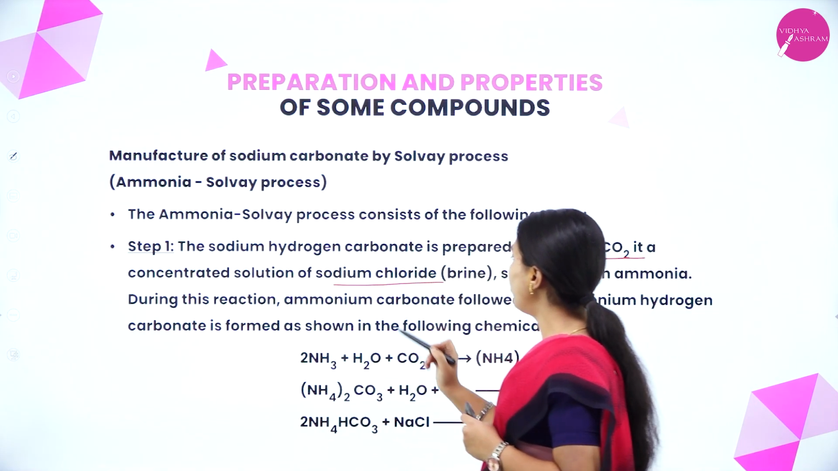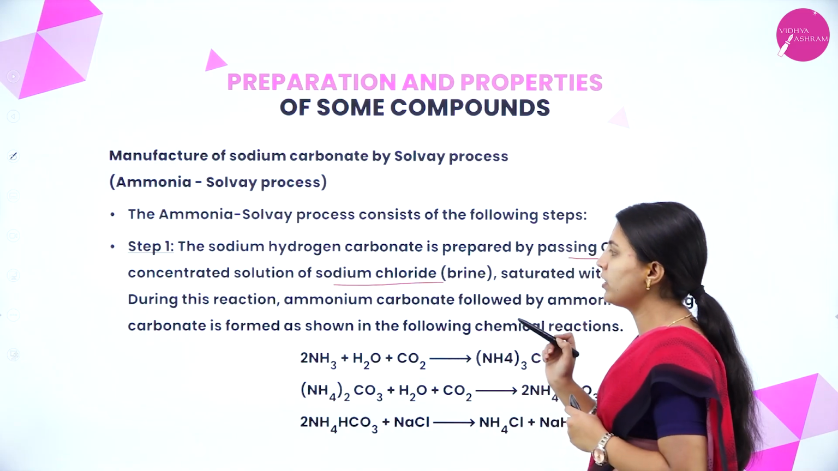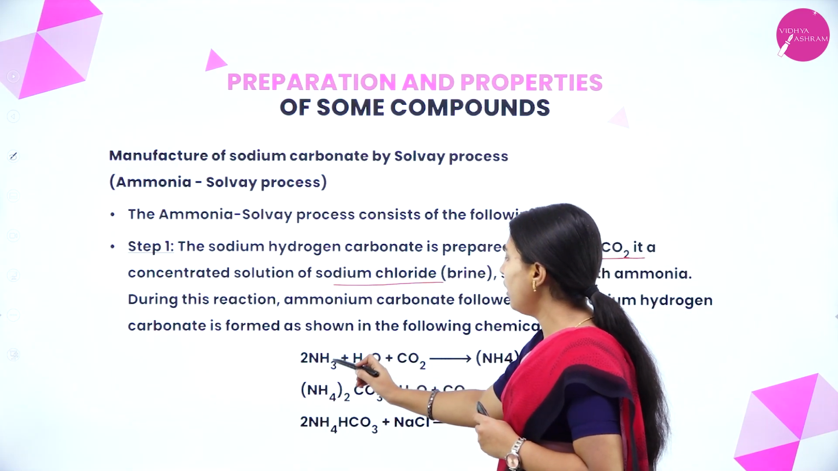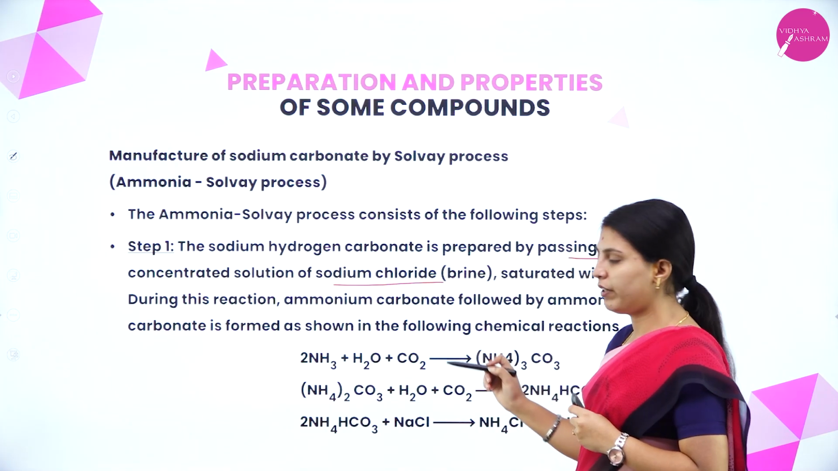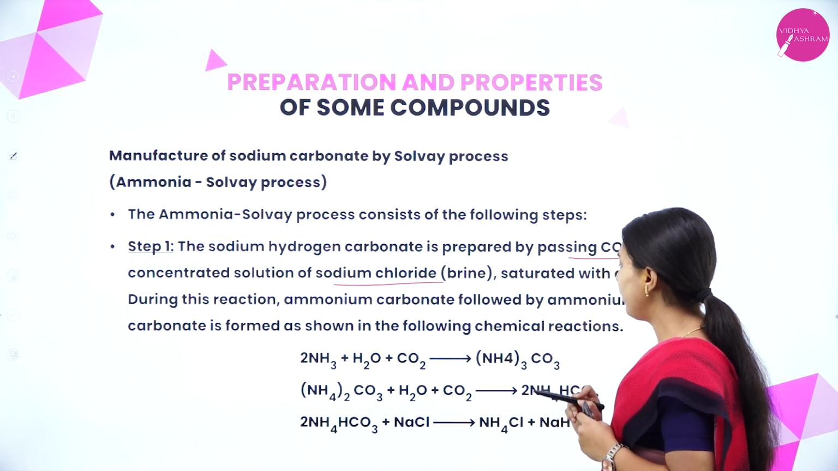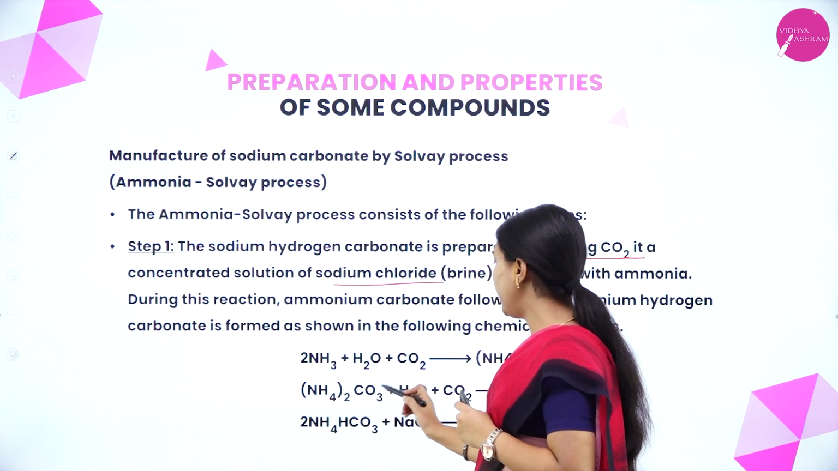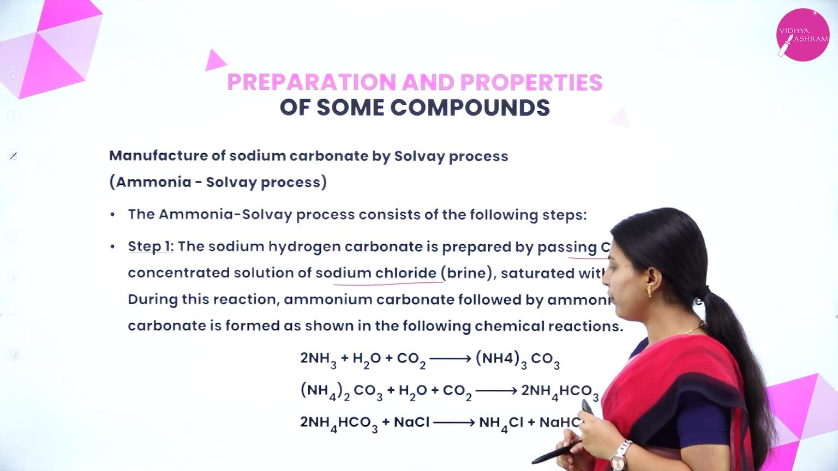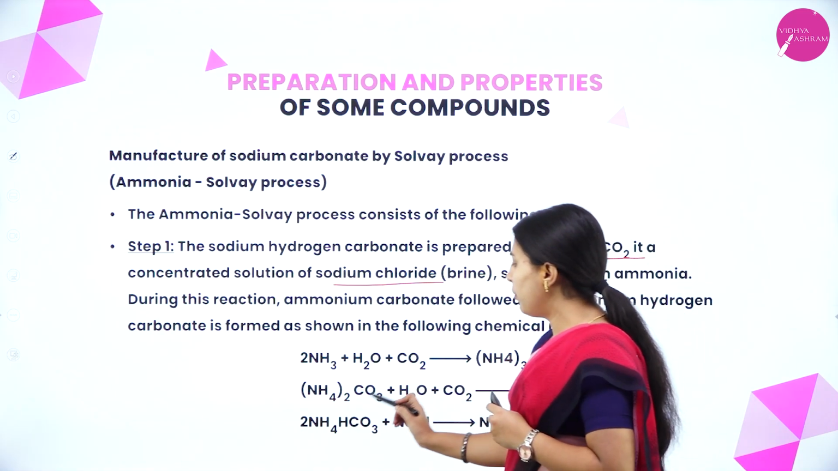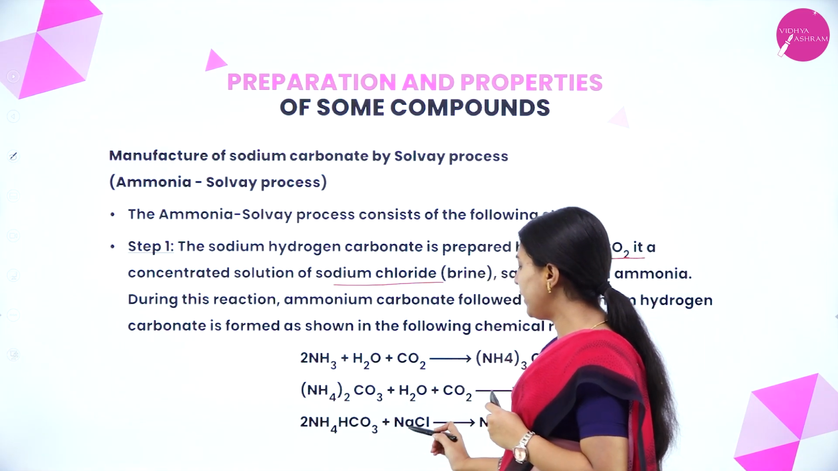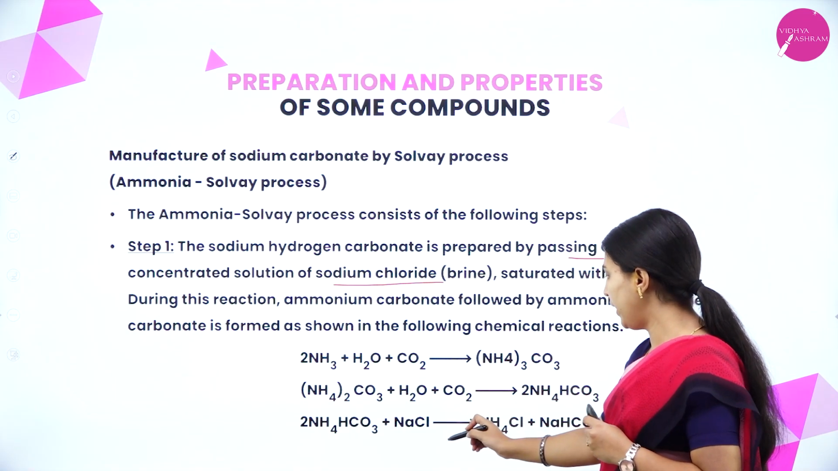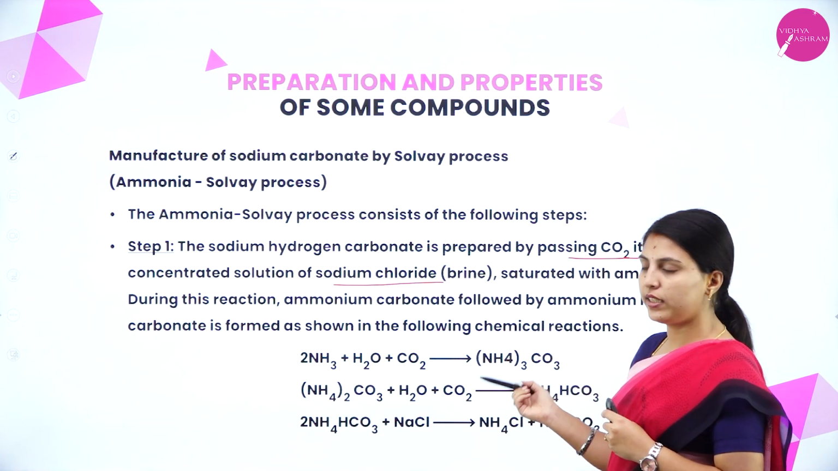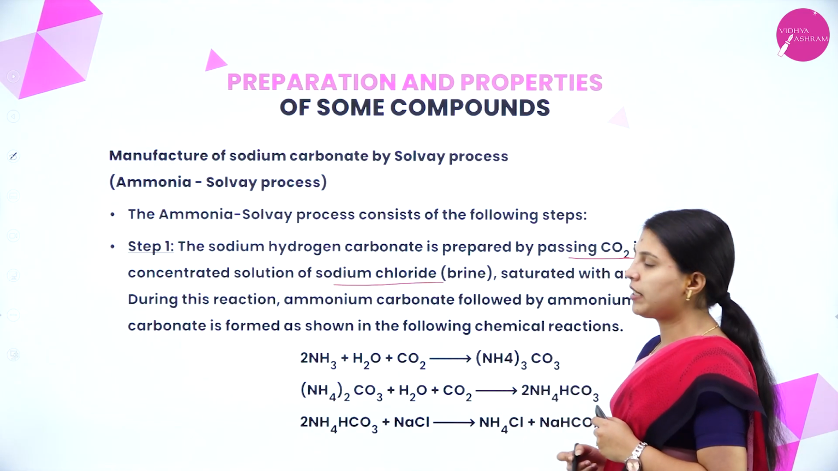During this reaction, ammonium carbonate followed by ammonium hydrogen carbonate is formed, shown in the following chemical reactions. Ammonia saturated with water, carbon dioxide will be passed, ammonium carbonate will be formed. In the ammonium carbonate, again water and carbon dioxide will be treated, ammonium hydrogen carbonate will be formed. When ammonium hydrogen carbonate is treated with brine solution, that is sodium chloride solution, ammonium chloride and sodium bicarbonate will be formed. These are the steps involved in step 1.